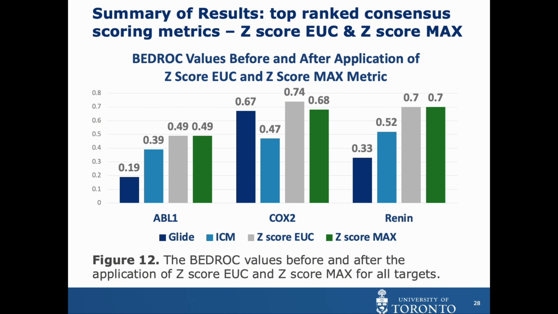Based on our 3D bubble plot analysis, we determined that the Z-score Euclidean norm and Z-score maximum performed the best among the 23 proposed data fusion metrics. Figure 12 shows the BEDROC values for GLIDE, ICM, and these two consensus scoring methods. Our analysis confirms that both the Z-score Euclidean norm and Z-score maximum significantly enhanced early enrichment across all three targets.